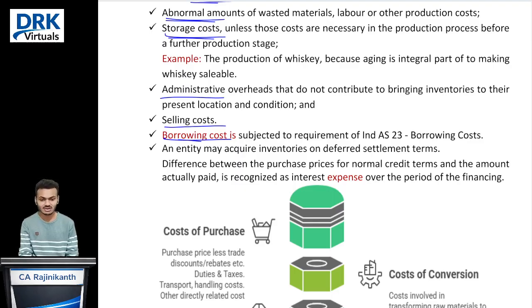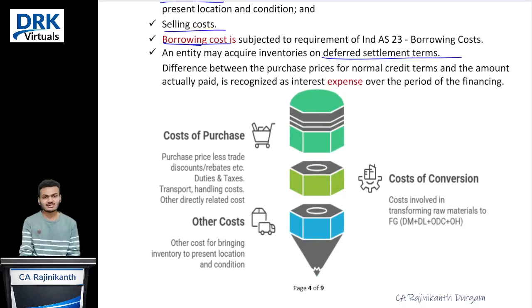And the next one is if we acquire inventory on deferred settlement terms. Deferred settlement terms means what, sir? It is an abnormal credit period. In that case, whatever consideration we are going to pay to the vendor includes an interest cost. That interest cost we should not add to the cost of inventory. That interest cost should be recognized in profit and loss account as an expense.